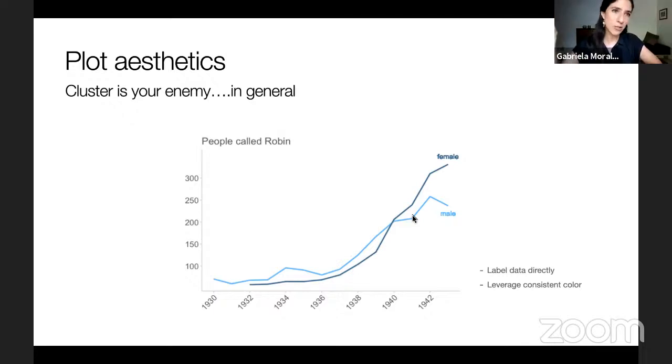But if you only want to show a trend, like from the 30s to the 40s, both male and female Robins increased. And actually, for the last year, the males decreased a little bit. So if you just want to show this and that's your point, then this is more than enough and it will make your point and it looks nice. So this is just some advice to make your visualization nicer.